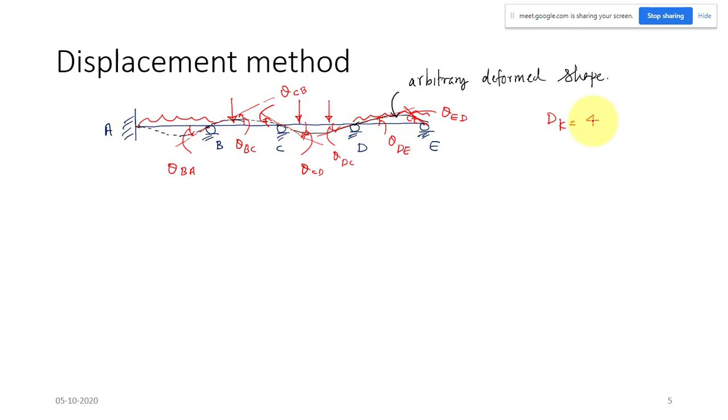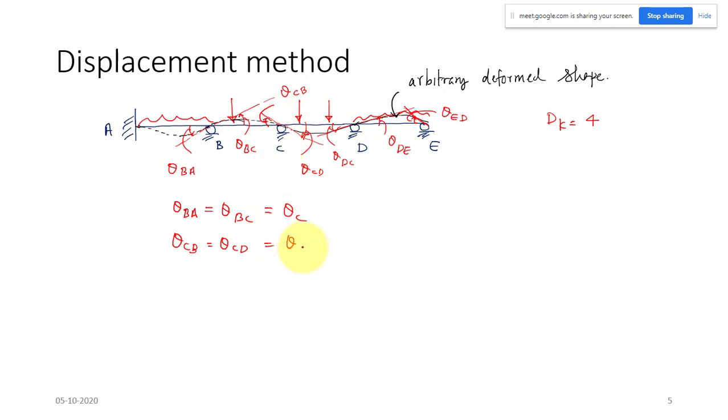And in this structure, what are our compatibility equations? At the continuous support B, theta BA and theta BC will be equal. The beam will bend like this only. Here we have some anti-clockwise rotation of this magnitude, and here also the same anti-clockwise magnitude. This tangent will be common. So you should write along with me, that will be better. Similarly, theta CB equals theta CD. It is at the support C.